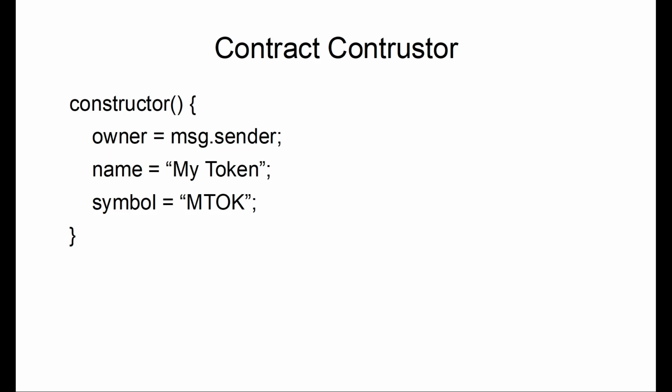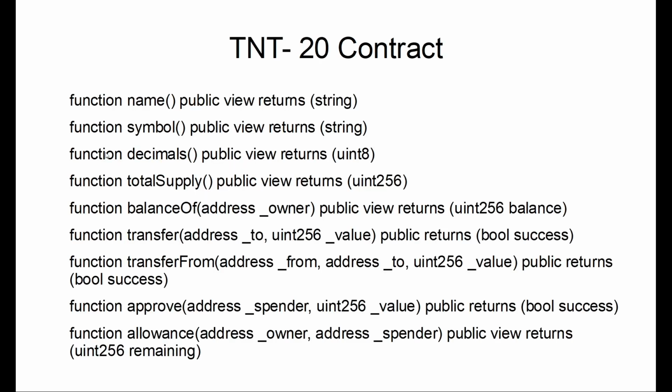So what makes a contract a TNT-20 token? Well, it has to have these functions in there. So it has to have a name that returns a string. It has to have a symbol that returns a string. It has to have the decimal places, the total supply of tokens. You have to be able to return the balance of from an address as a number. You have to be able to transfer those tokens from an address, approve, and give an allowance. And approve and allowance are so you can interact with smart contracts. But these functions have to be in your TNT-20 contract.